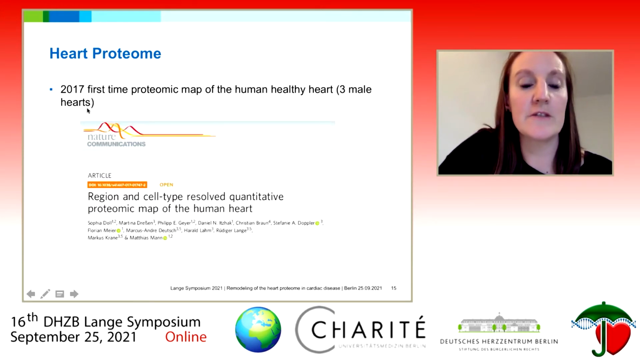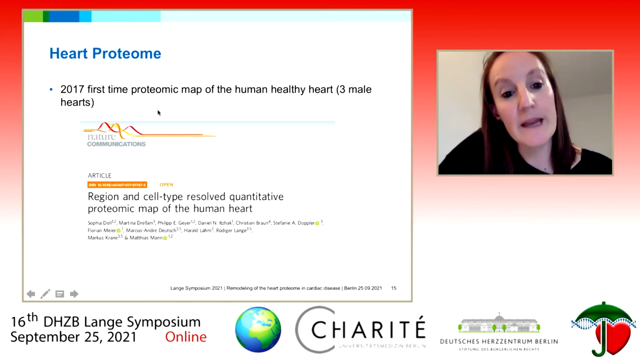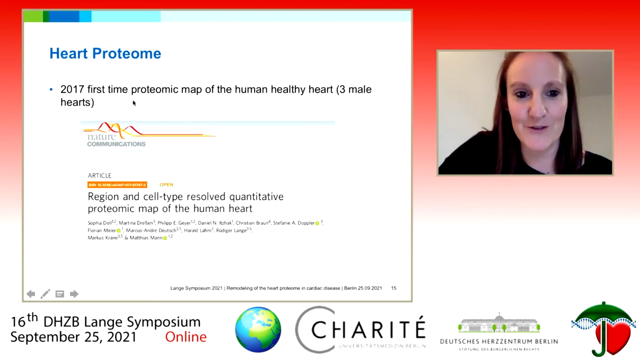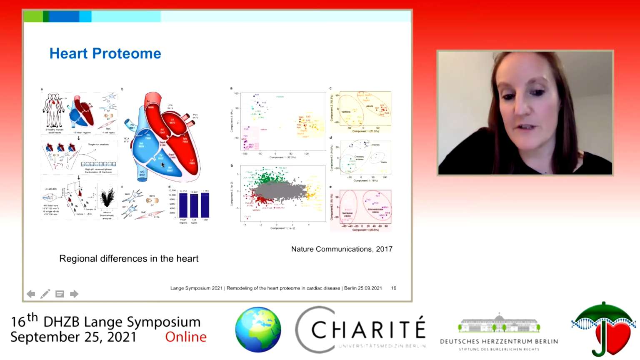In 2017, the first proteomic map of the human healthy heart was published, unfortunately only in 3 male hearts, so the female hearts are not yet published. That is to come. And the group reported proteomic profiles at different parts of the heart, so in different parts of the ventricles, the atria, the great vessels, and also all the 4 valves.